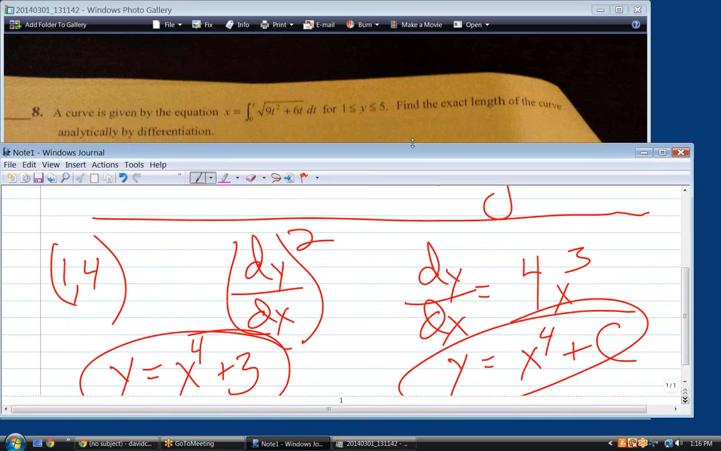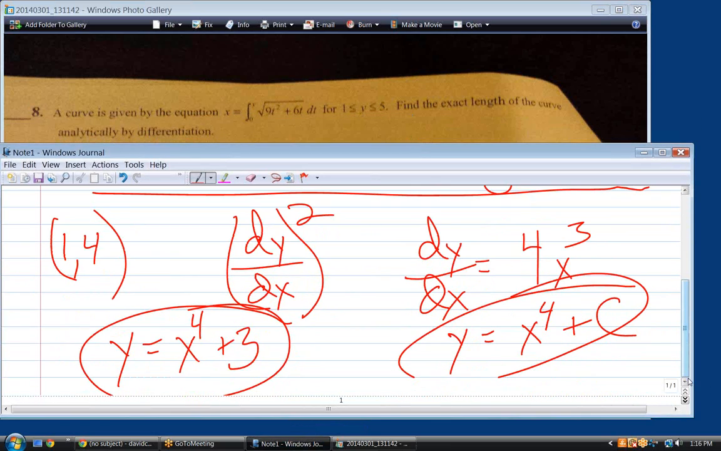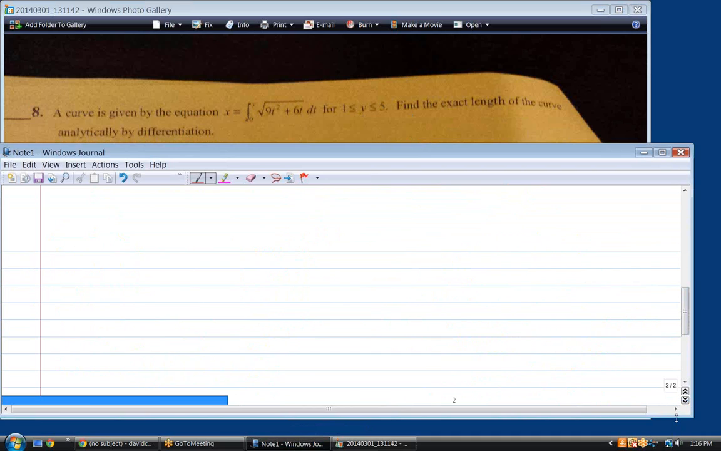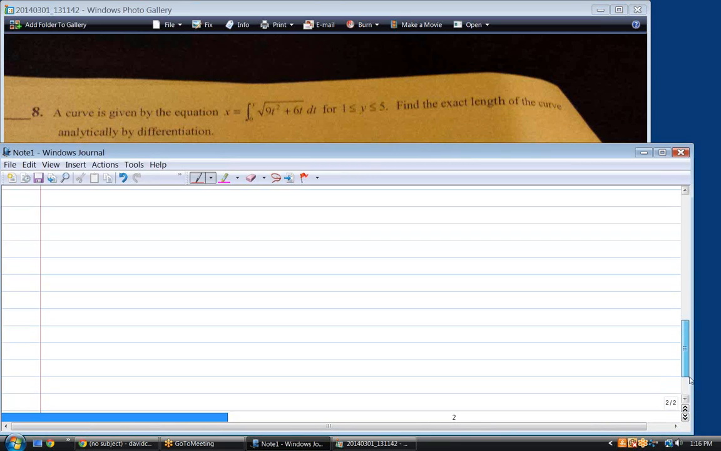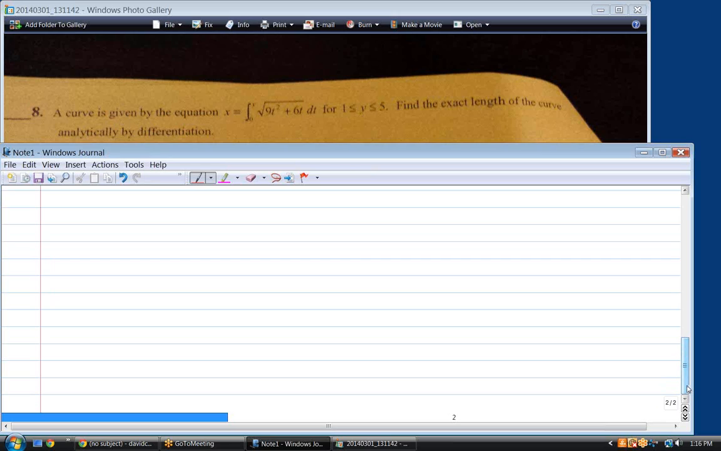Jesus, this material isn't hard enough that they feel a need to trick it up. That's what gets me. Right. I mean, do you agree? Yeah. I mean, really, couldn't they just give us regular problems? It's like the Rubik's Cube of arc length.